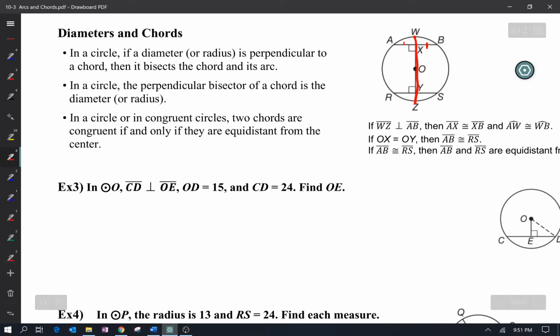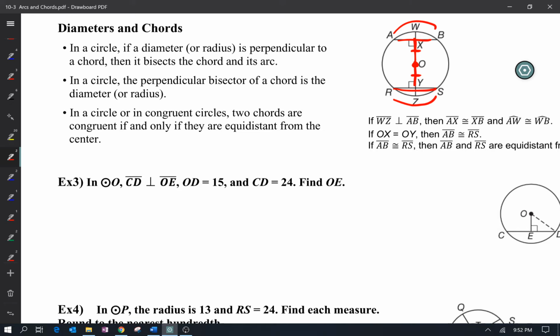All right, next one. In a circle or congruent circles, so this is true in one circle or two circles that are congruent. Two chords are congruent if and only if they're equidistant from the center. Now be careful here. What are we saying? Well, there's the center. Remember, the distance from a point to a line is always at a perpendicular. We learned that much earlier in the year. So what are we saying? If this is equal to this, they're the same distance from the center, then these chords are equal, which means these arcs are equal. If two chords are equidistant from the center, then they must be equal.